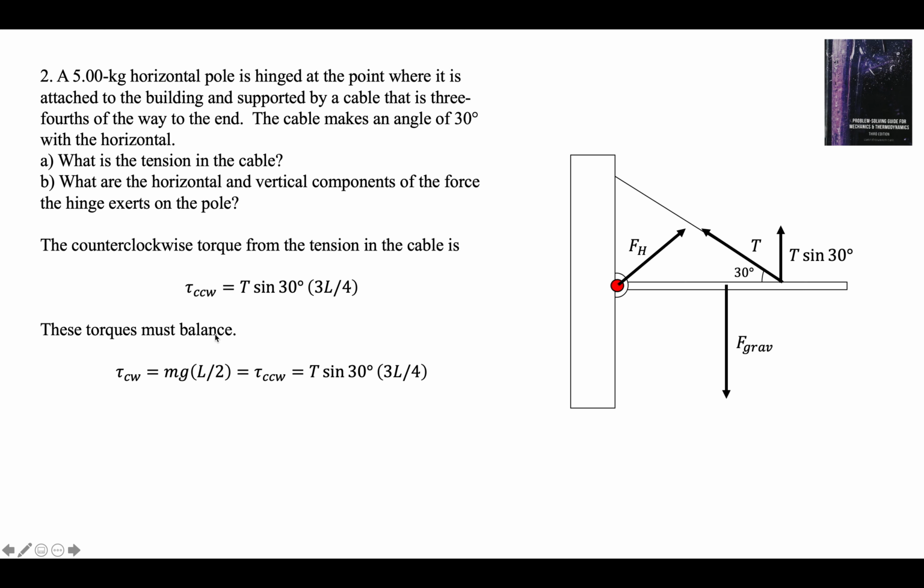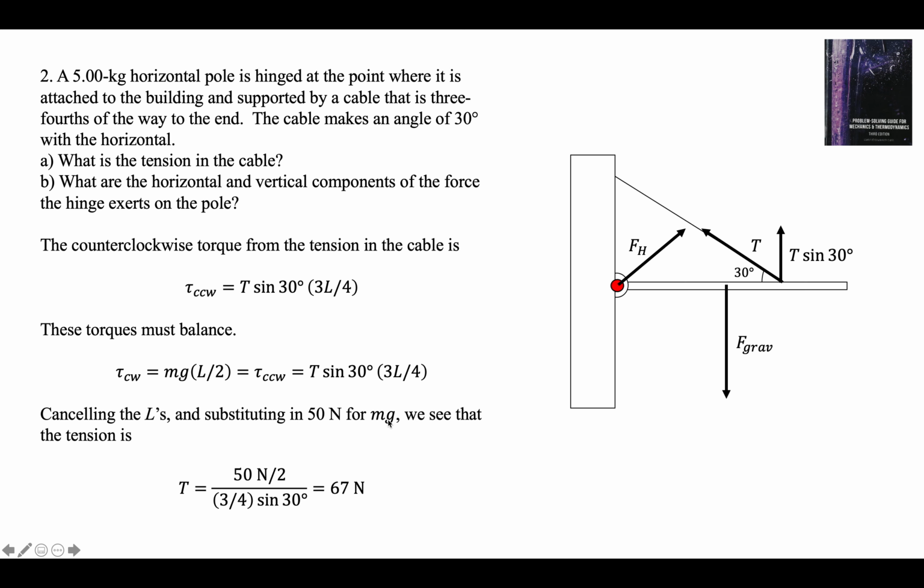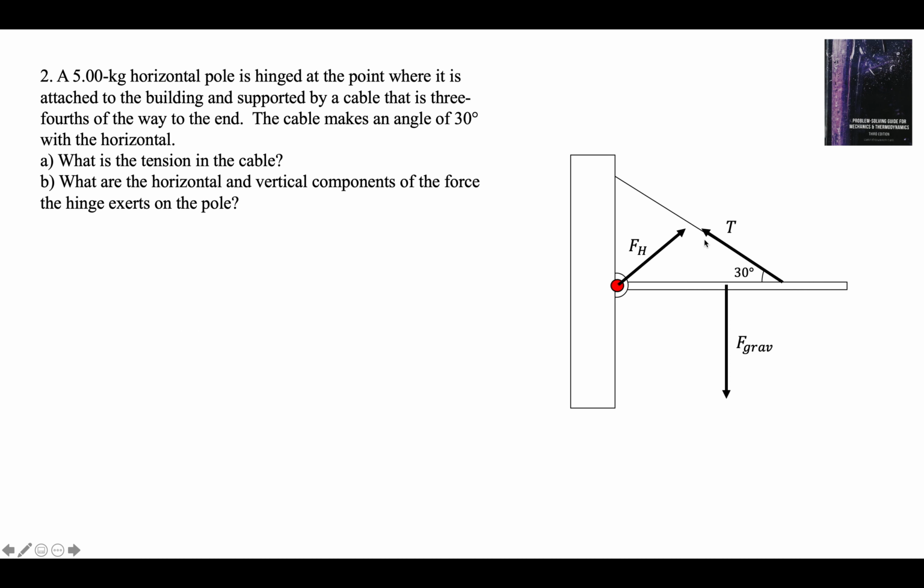These torques must balance. The clockwise torques equal the counterclockwise torques. We can substitute 50 newtons in for mg, the weight of the pole, and we solve for the tension. And we get 67 newtons. That's part A. 66.7 newtons, we rounded it to 67.